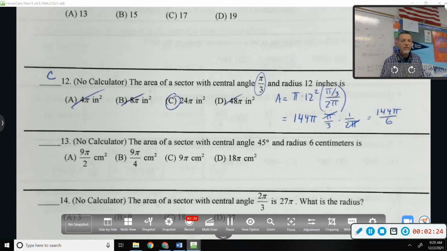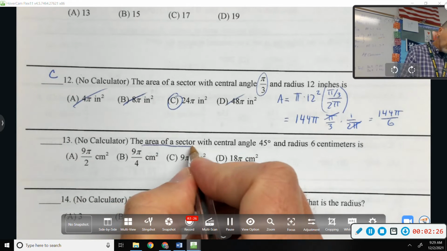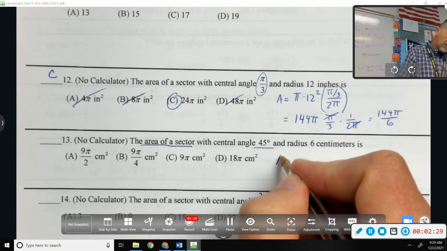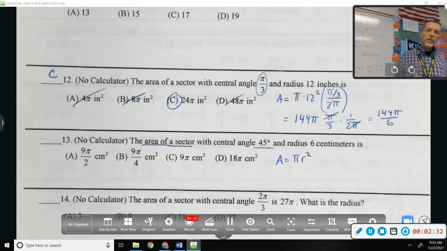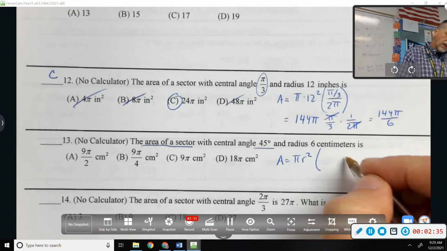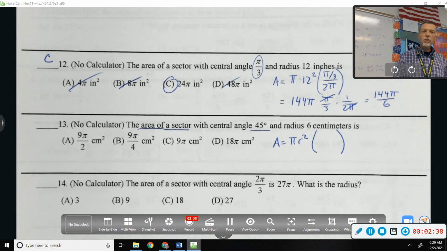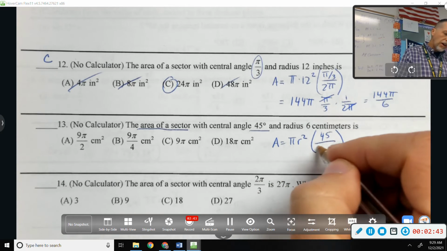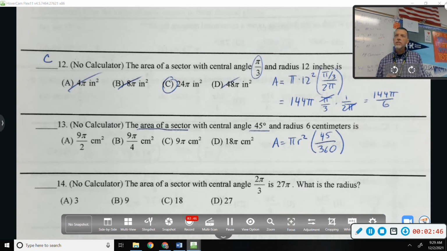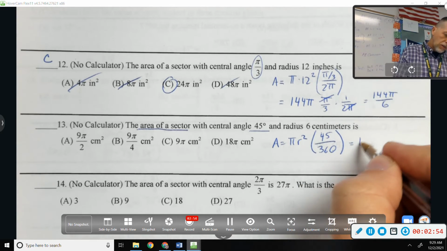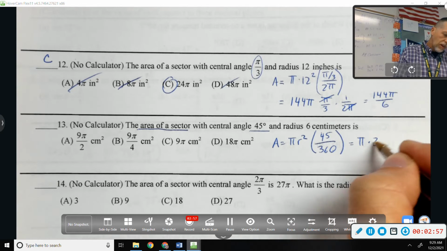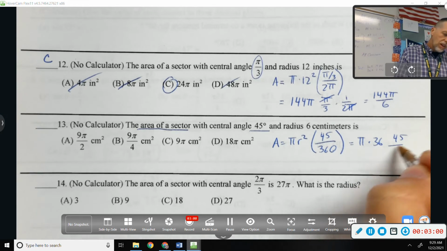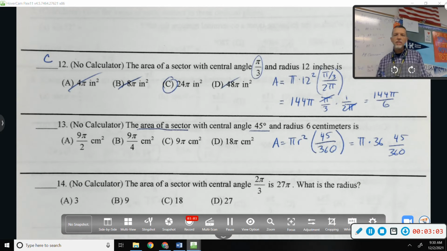13. The area of a sector with a central angle of 45. So again, I start with the area of the whole circle, and then I'll multiply it by whatever fraction I want to multiply it by. And the fraction would be, for this one, 45 out of 360, because 360 is all the way around. So I'm glad we're doing 12 and 13 because one's in radians, one's in degrees. So pi times r squared is 36. 45 out of 360.